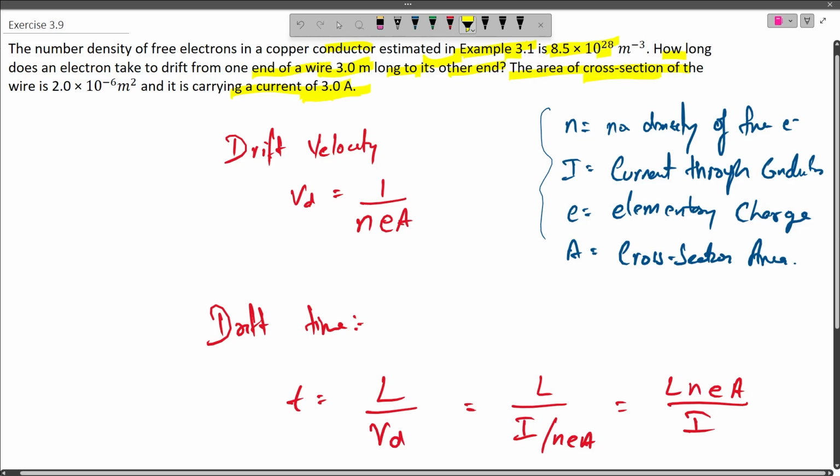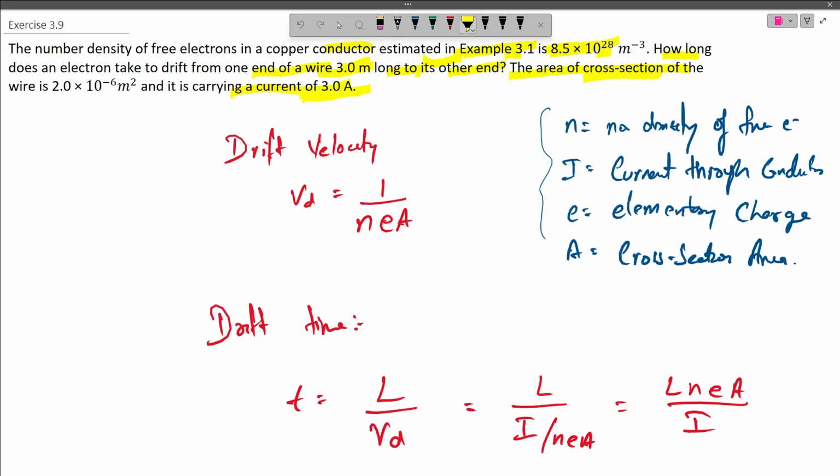In order to find out how long an electron takes to drift from one end to another, or the time duration that the electron will take to travel 3 meter given a current, we will have to calculate the drift velocity. The time duration can be calculated by dividing the length of the wire by the drift velocity.